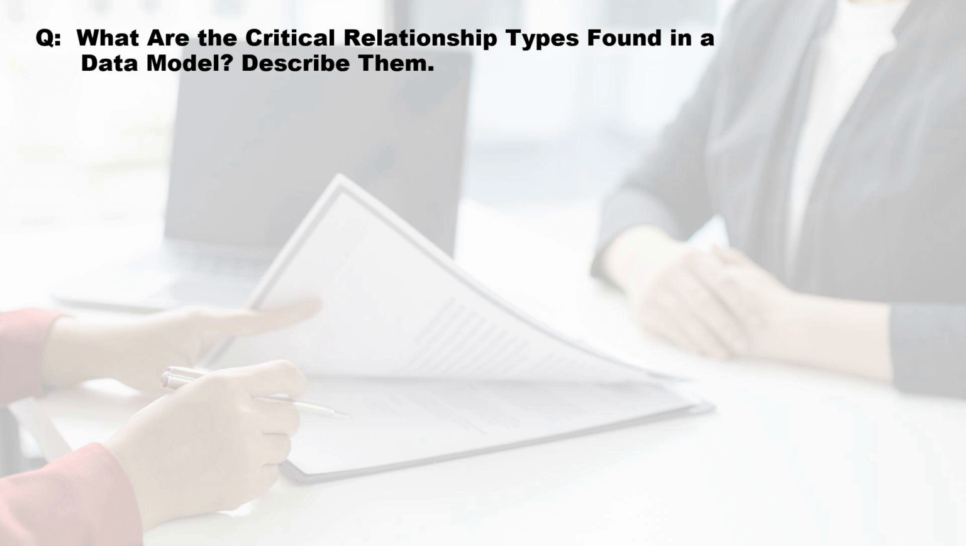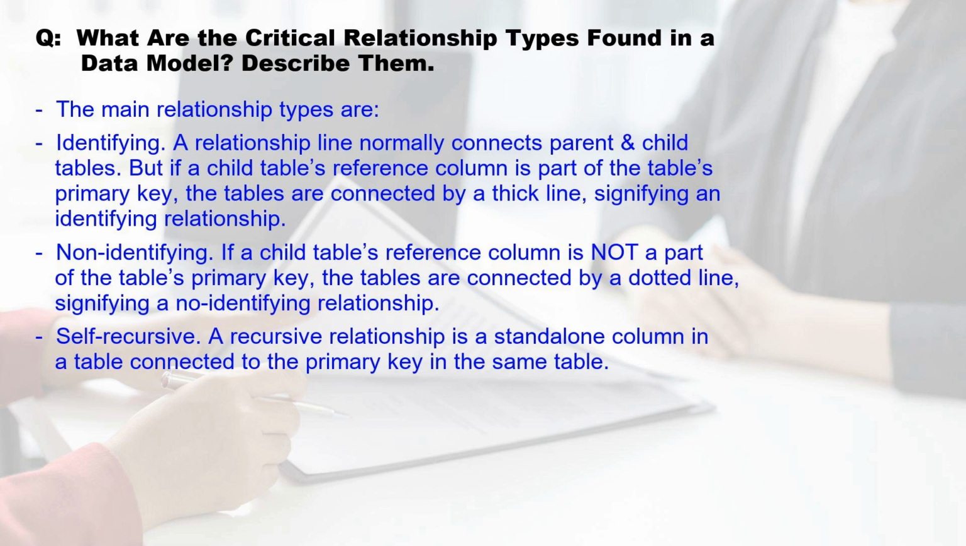What are the critical relationship types found in a data model? Describe them. The main relationship types are: identifying. A relationship line normally connects parent and child tables. But if a child table's reference column is part of the table's primary key, the tables are connected by a thick line, signifying an identifying relationship.